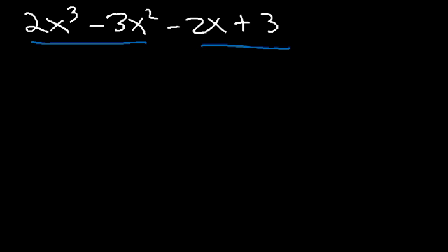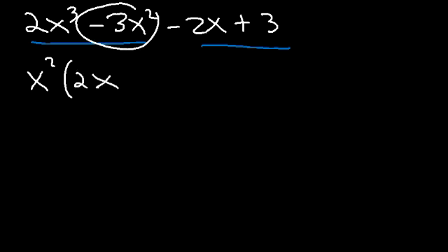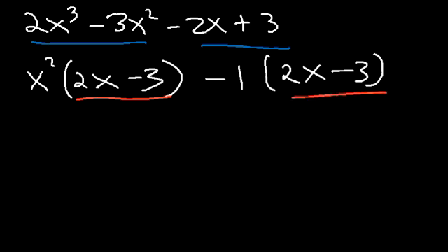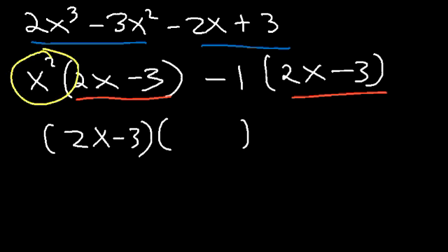In the first two terms, let's take out the GCF, which is x squared. So 2x cubed divided by x squared is 2x. Negative 3x squared divided by x squared is negative 3. In the last two terms, all we could do is take out a negative 1, and we'll be left with 2x minus 3. So if you see this common factor, you know you're on the right track. So this is going to be 2x minus 3 times what we see on the outside, x squared minus 1.